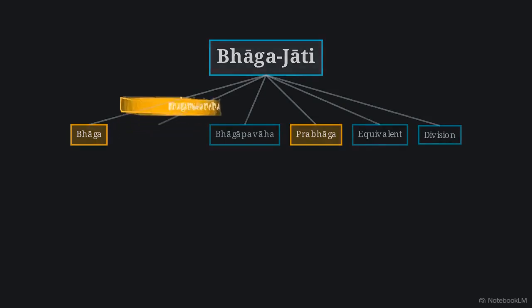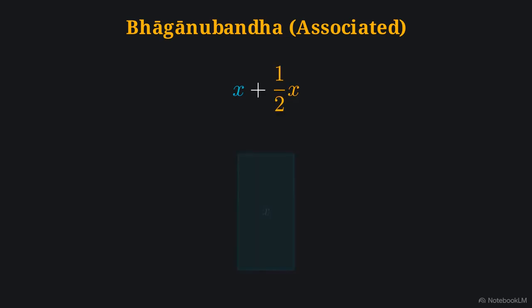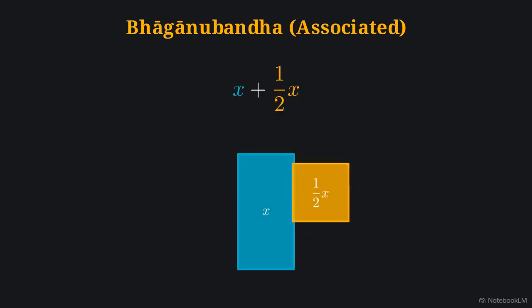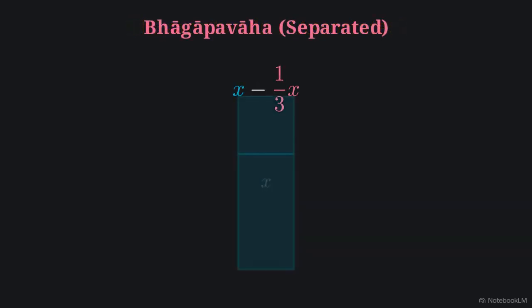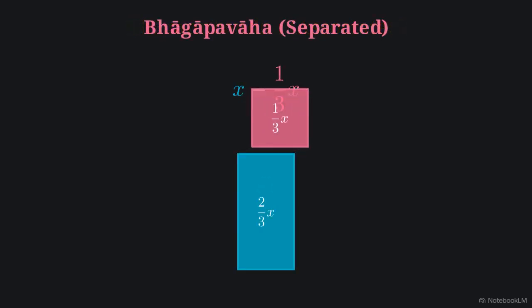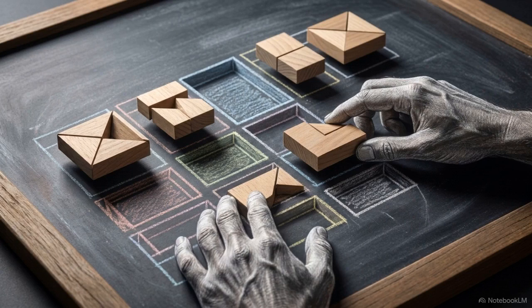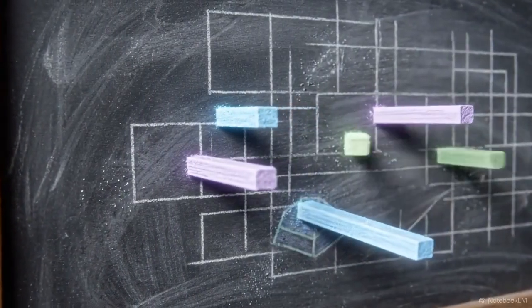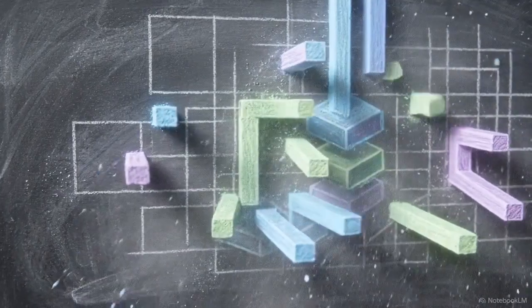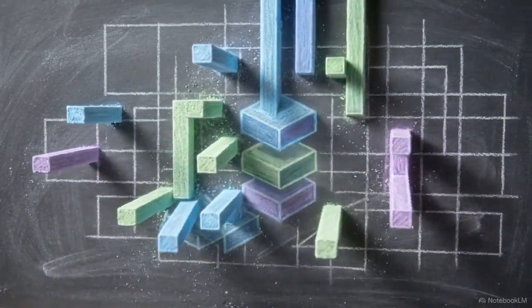Each class maps to real-world applications. An associated fraction, like a number combined with half of itself, was the standard format for calculating profit or growth. A separated fraction, a number minus a third of itself, was the structural model for calculating discounts and tax deductions. Classification acts as a logic gate. By identifying the exact category of the fraction first, the mathematician immediately knows which computational pathway to use, eliminating the risk of applying the wrong mathematical rule.